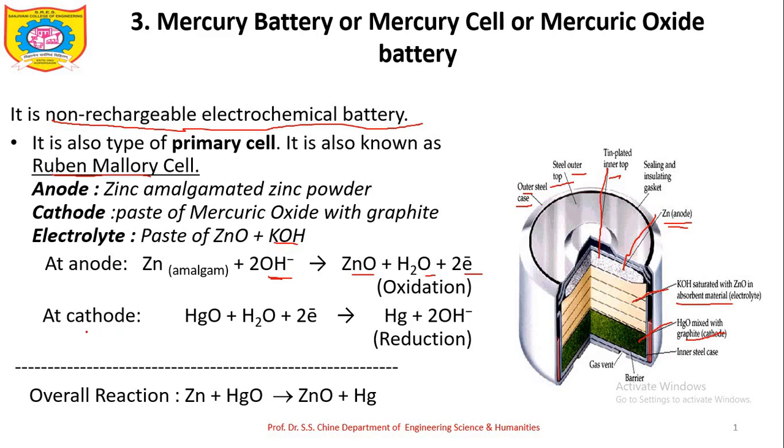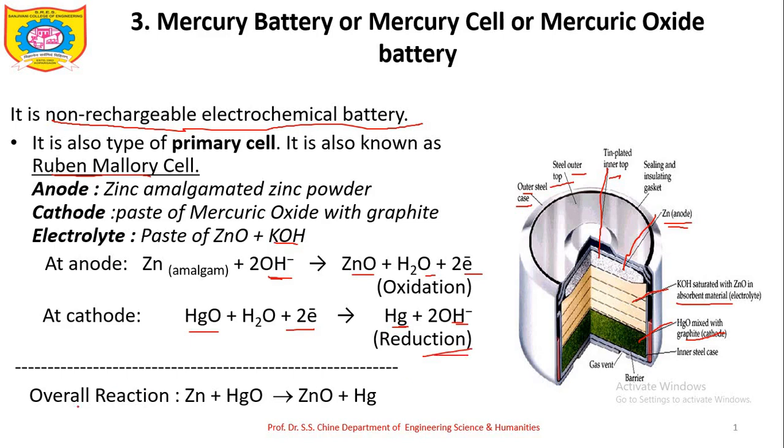Now at the cathode, what will happen? The cathode is the paste of mercuric oxide with graphite. This mercuric oxide will undergo reduction and form mercury. So mercuric oxide converts into mercury plus OH minus, which goes to our electrolyte. So it is the reduction reaction.